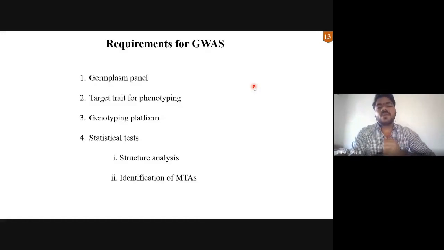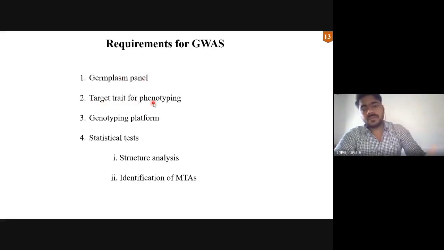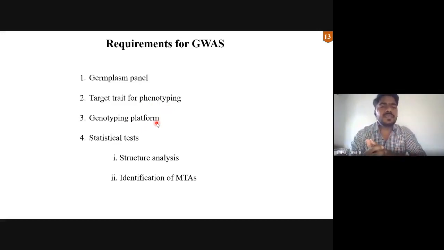Now let's see how we can conduct an entire GWAS experiment. So first of all, what are the requirements? We need a germplasm panel. Then we need to target the traits for phenotyping. We need to go for phenotyping of those traits. Then a genotyping platform. By genotyping platform, I mean that we will be using SNP markers, most preferably, in GWAS, because we have to cover the entire genome and we need to get the maximum number of markers which are polymorphic.